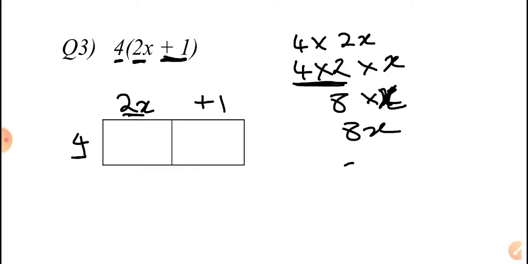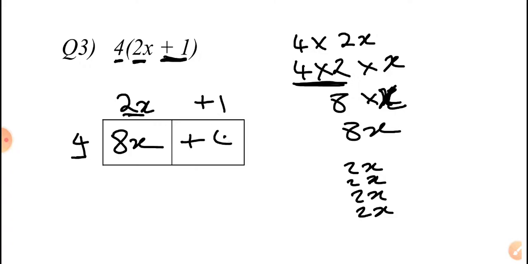Or if I had 2x plus 2x plus 2x plus 2x, there's 4 of them. So 2x add 2x add 2x add 2x is just 8x. So hopefully you now understand why 4 times 2x is 8x, and the 4 times plus 1 is just plus 4. So the final answer is 8x plus 4.